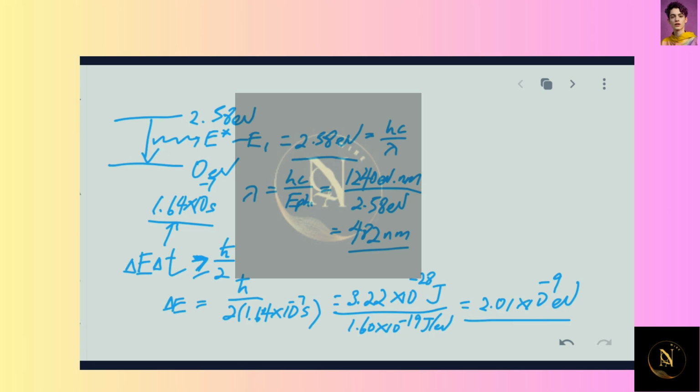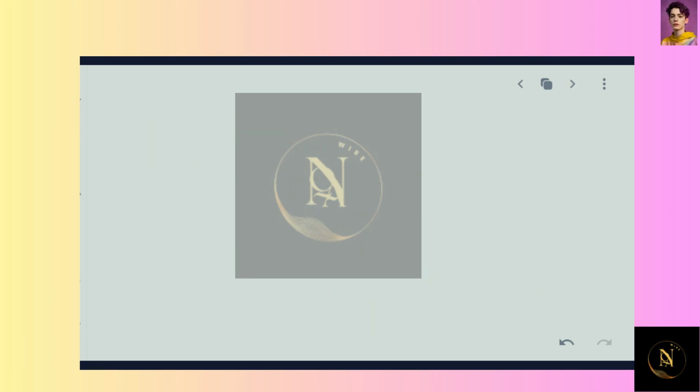Now we want to show how the uncertainty in the energy relates to the uncertainty in the wavelength. We know that E is equal to hc over lambda. If we bring lambda over to the left, we have lambda times E equals hc. Well, these two are constants, and these two are variables.